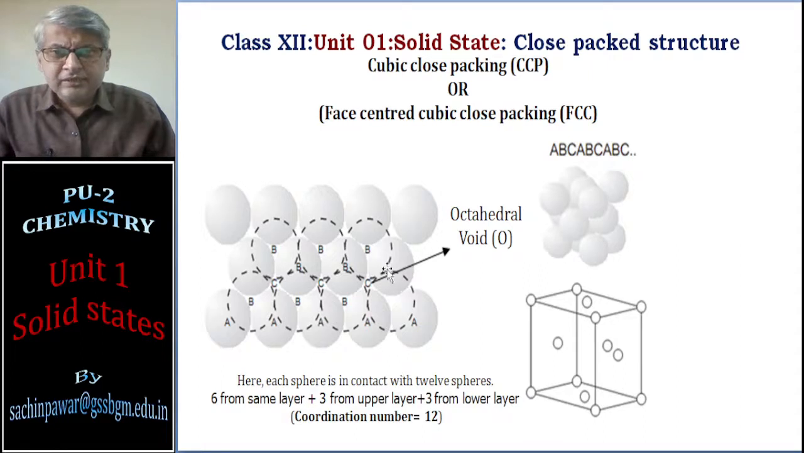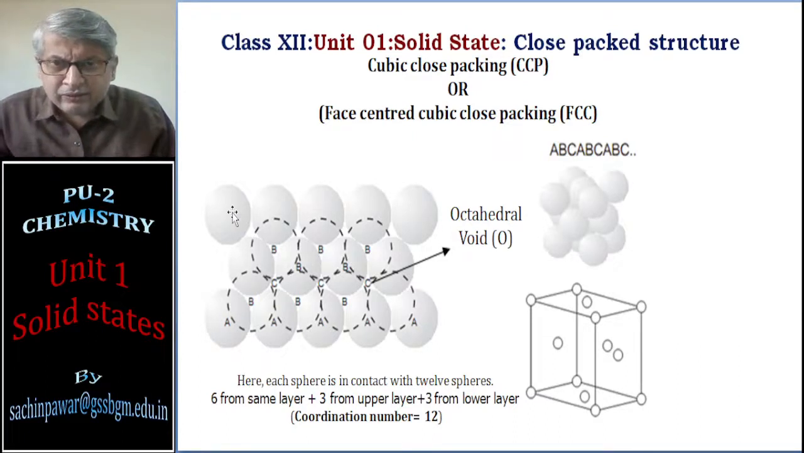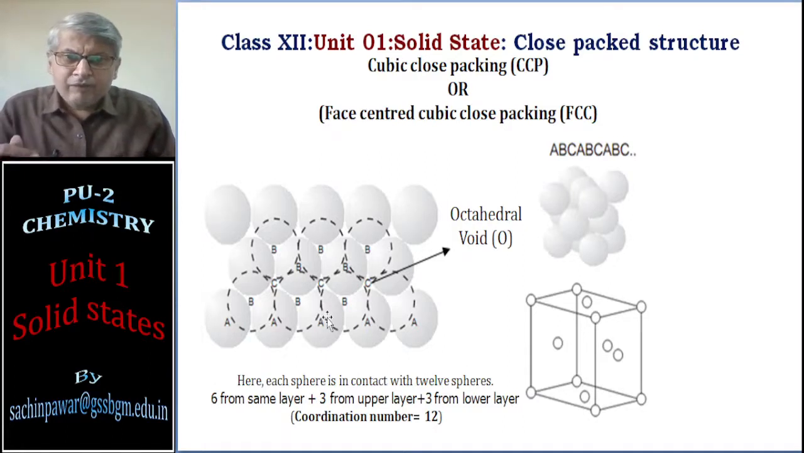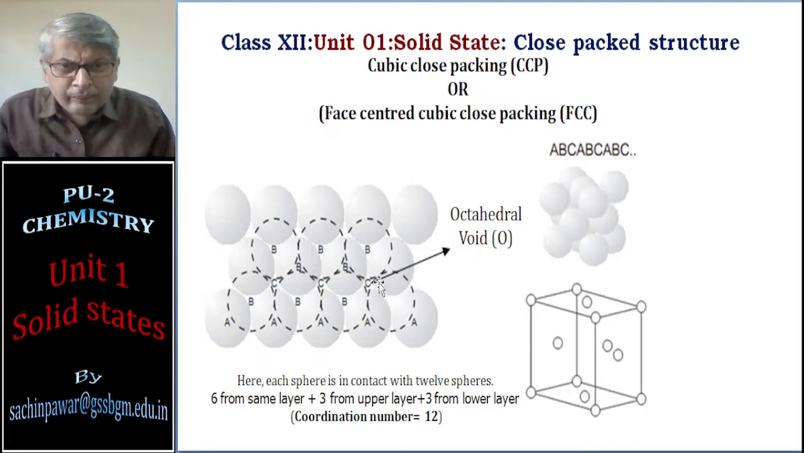types of geometries. The first one is called cubic close packing, referred to as CCP, or face centered cubic close packing, that is FCC. Here you see what is done. We have those A particles in the first layer, the B particles in the second layer. Now when I want to occupy the third layer of particles on the second layer, if you occupy the octahedral voids, this also I can show.